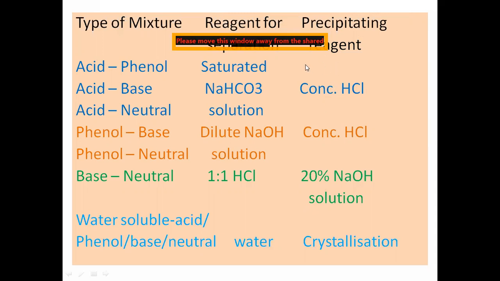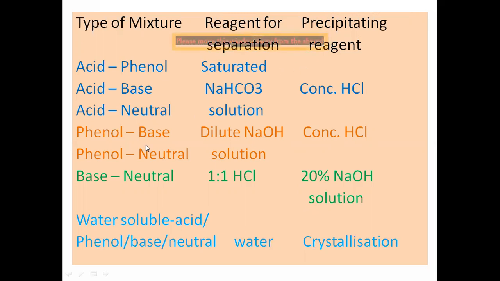So when you add concentrated HCl in the filtrate, you will get the acid as a solid. That is regeneration. And the other compound will get separated on the filter paper itself. So for the acid phenol, acid base, acid neutral separation, the reagent is saturated sodium bicarbonate solution, and the precipitating reagent is concentrated HCl.